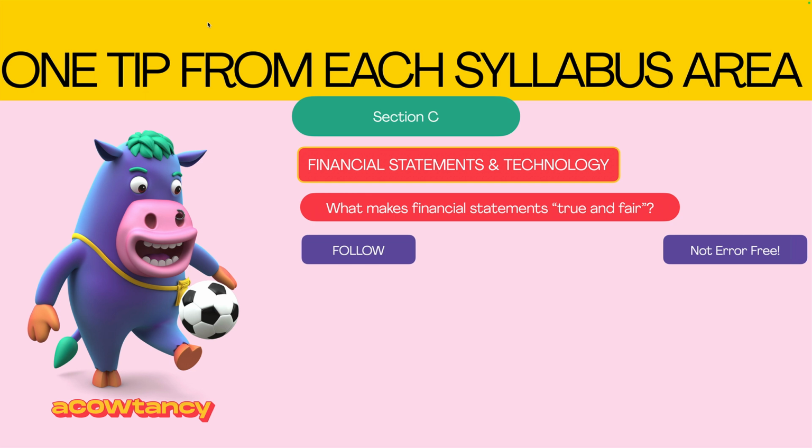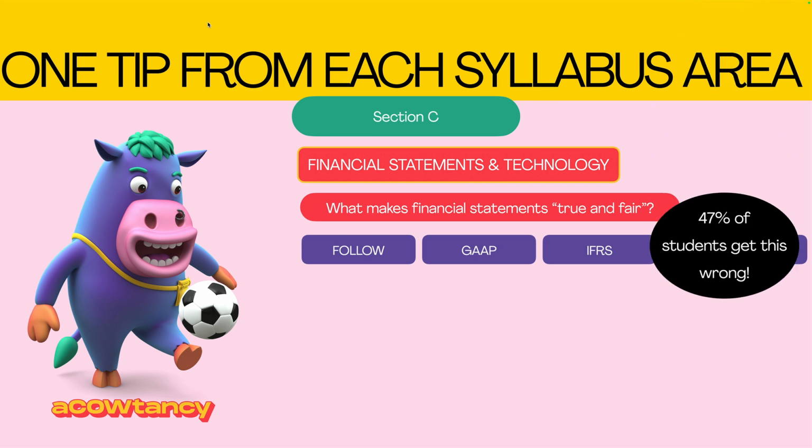So what sort of things do we have to follow to show that things are true and fair and not error-free in total? Generally accepted accounting practices and financial standards, international financial reporting standards. So if we follow GAAP and IFRSs, we will get a true and fair view. And a true and fair view doesn't necessarily mean it's error-free, because you are allowed small errors, what we call immaterial errors. Okay.